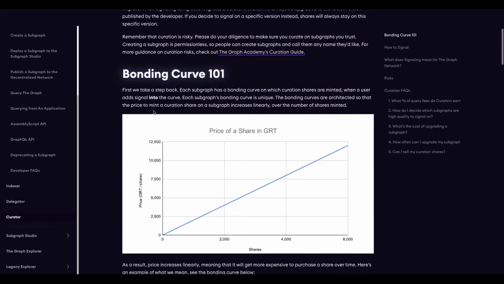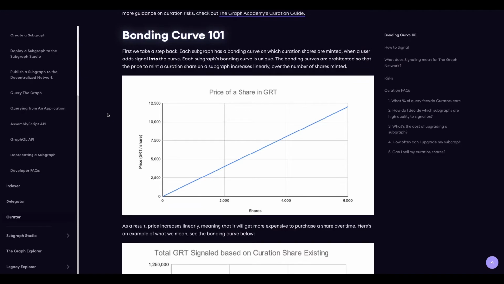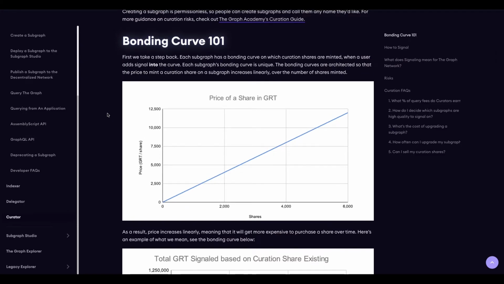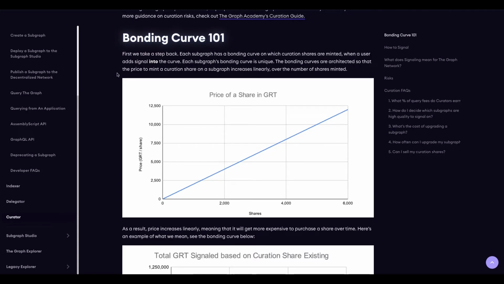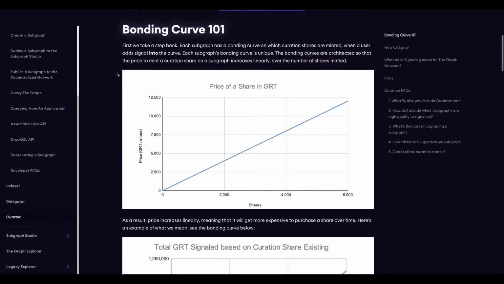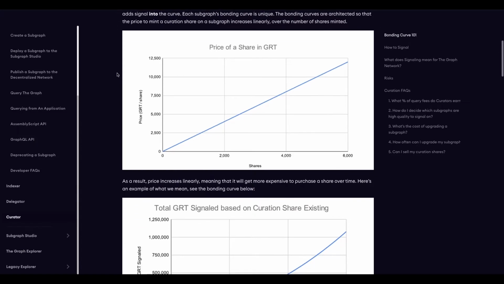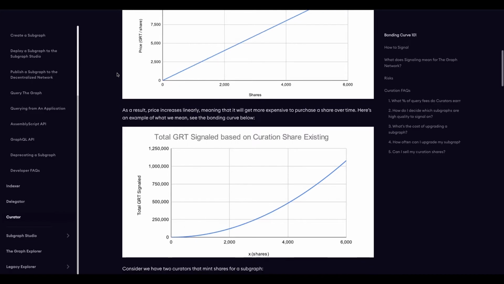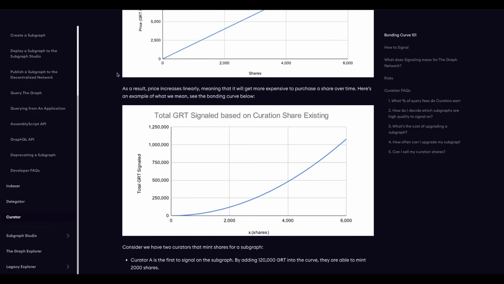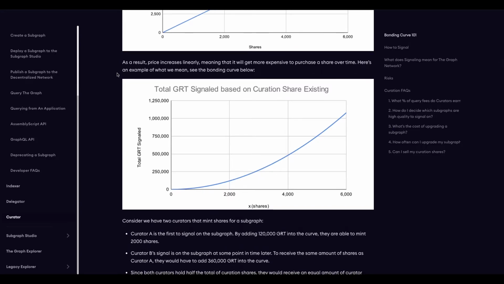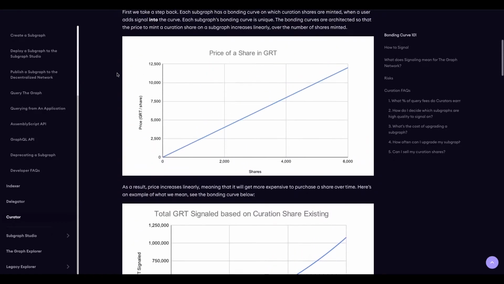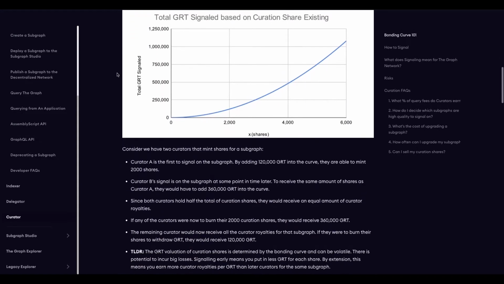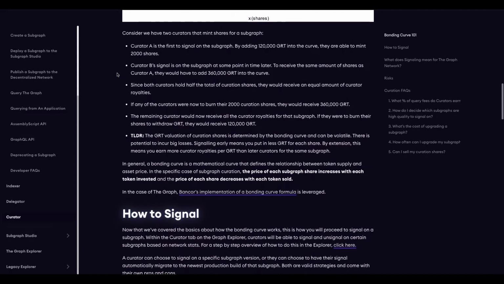So yeah, pretty nice. So this talks about a bonding curve. Each subgraph has a bonding curve on which curation shares are minted when a user adds signal into the curve. So by the looks of this, shares basically get more expensive over time, I would assume from here. And maybe also the more pricey GRT gets, the more expensive a share would get. So yeah, I believe that's what they're talking about.